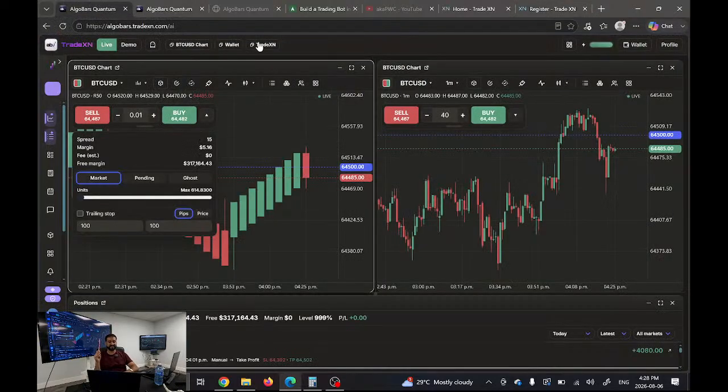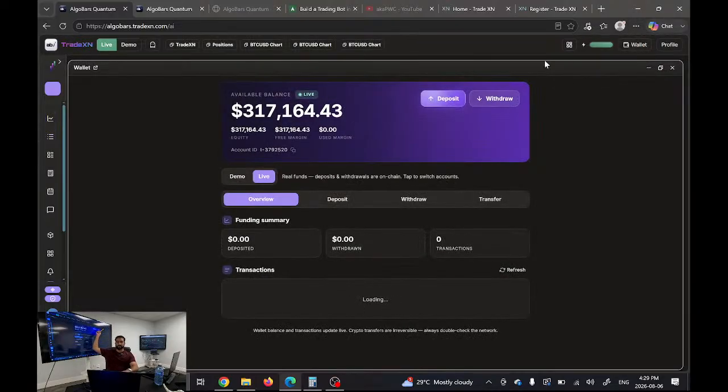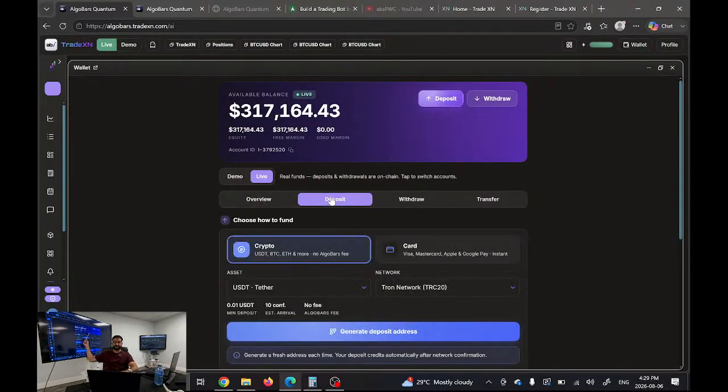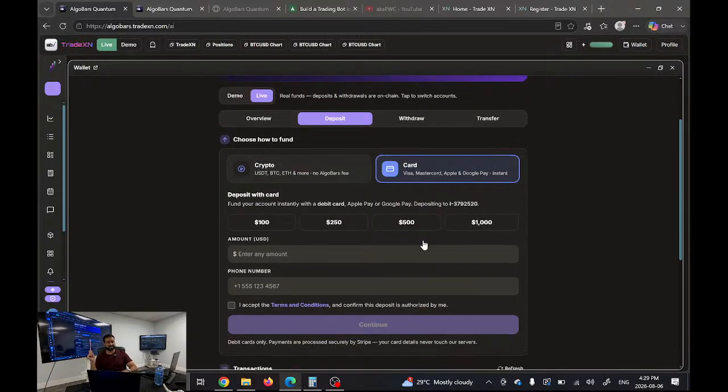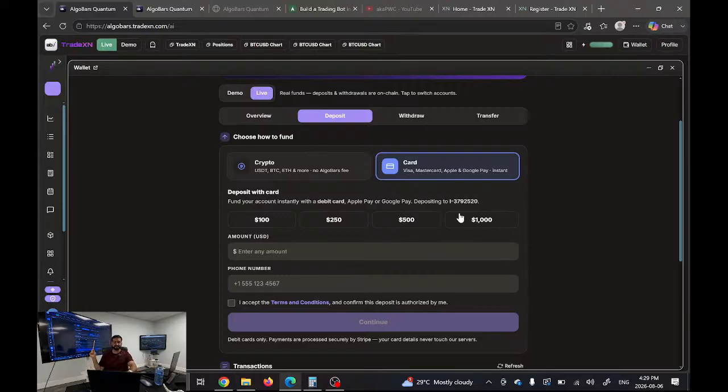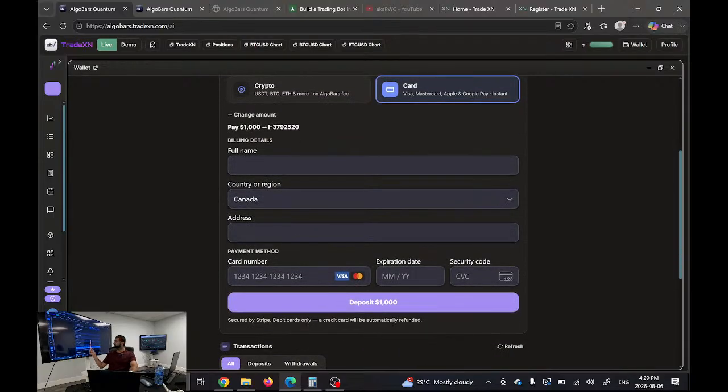Once you have your TradeXN account set up, it's actually very simple. What you're going to do is you're going to click wallet, okay? Then you're going to click deposit. Now, right here, you can deposit with crypto if you want, but they actually have card deposits as well. So TradeXN has card deposits. Now, you can just enter the amount, 100, 250, 500, 1,000. You click that, and then you just enter your phone number. So, for example, I'll enter my number. And then I'll click continue, okay? And then guess what? I can actually just enter my debit card right here, and then I can fund my account instantly. Right away, your account's funded, you can start trading.